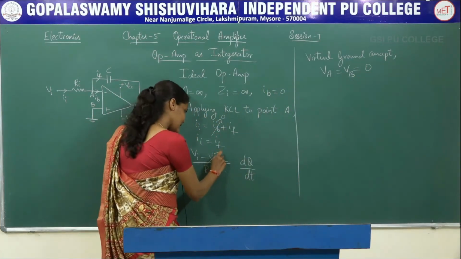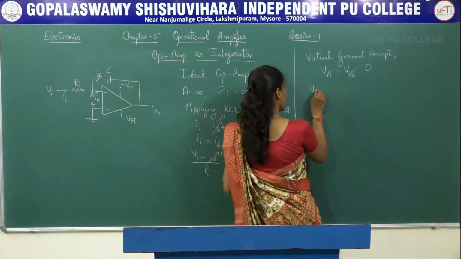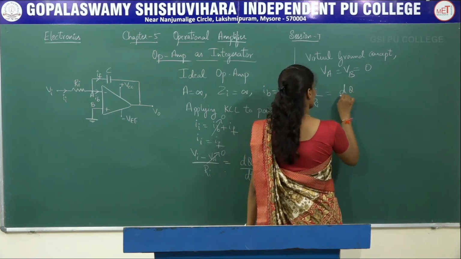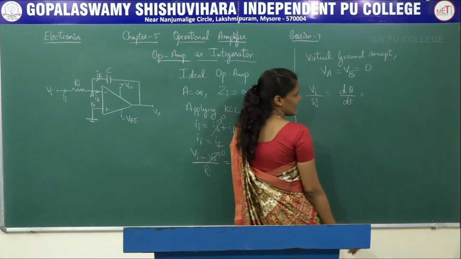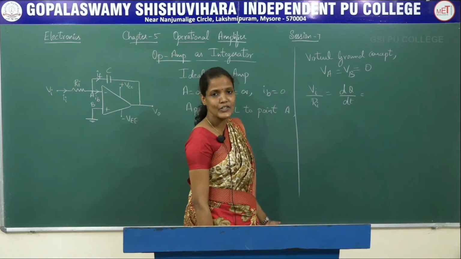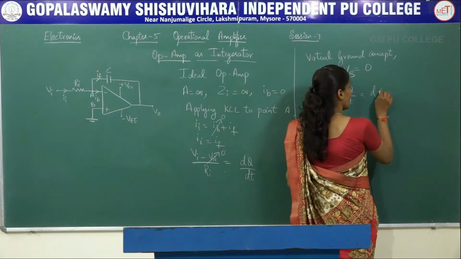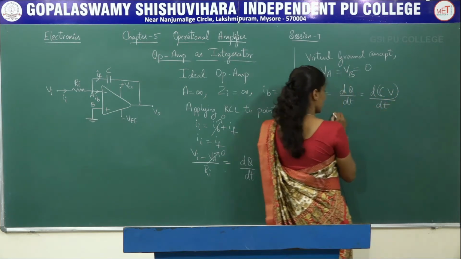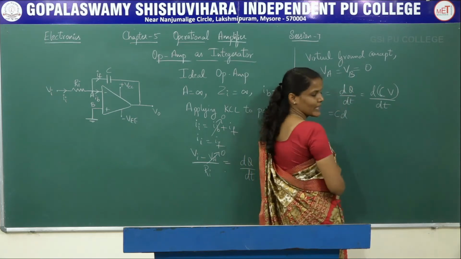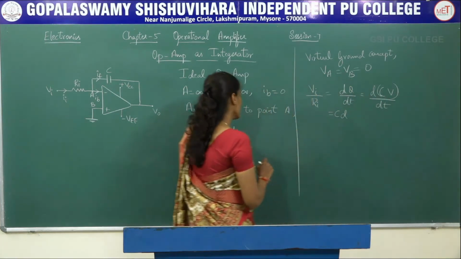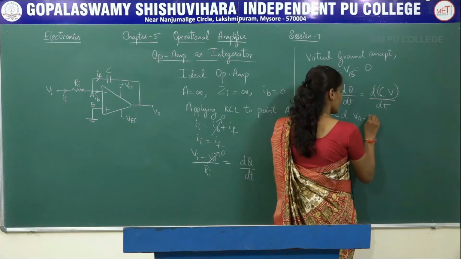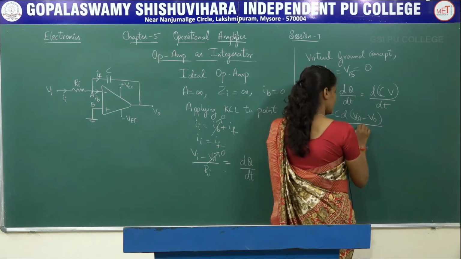So let us eliminate this VA from here. I will be left with VI divided by RI, which is equal to dq by dt. But we have this formula, Q is equal to C into V. So d of C into V divided by dt. Here C is the capacitance, and C into V is the potential drop across the capacitance, that is VA minus V0. VA minus V0 divided by dt.